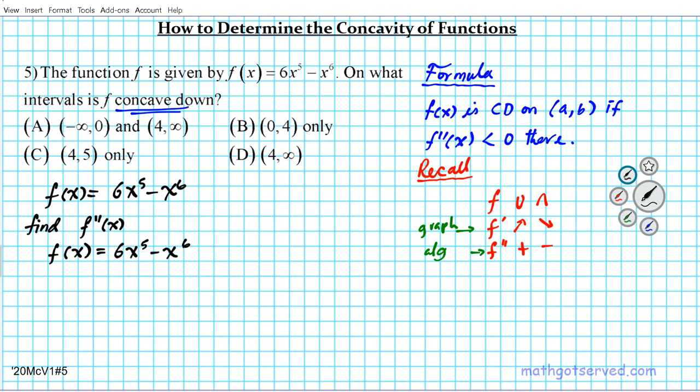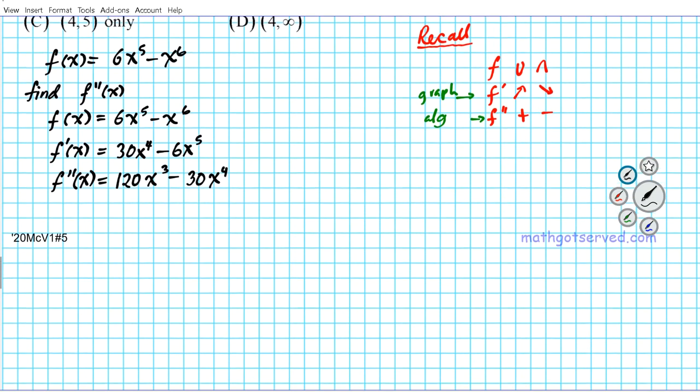So we're going to be using the power rule twice here. So the first derivative, f prime of x, is 30x to the 4th minus 6x to the 5th. Do it again. F double prime of x is 120x to the 3rd minus 5 times 6, 30x to the 4th. Okay, so we need to find the critical values of f double prime.